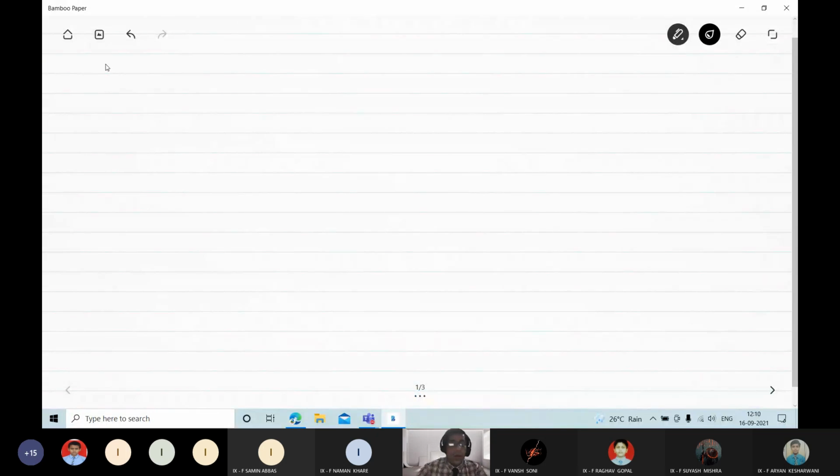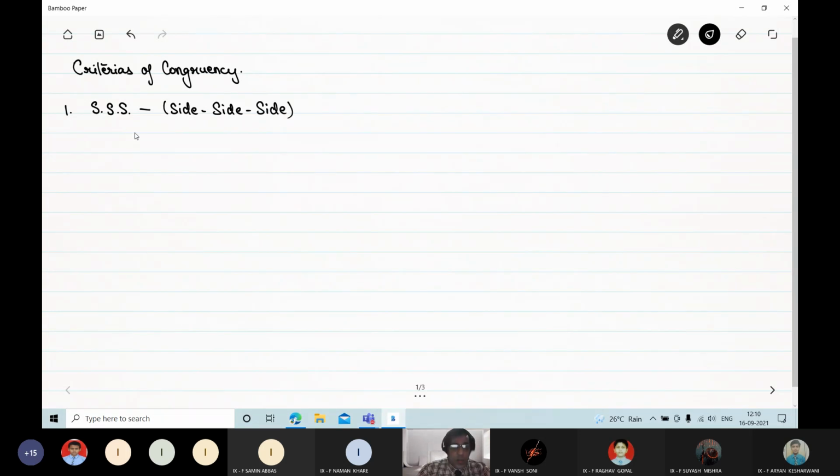Okay. Coming to our criteria of congruency. The first criteria that we were discussing in the class was SSS, which stands for side, side, side. So if in two triangles, all the three corresponding sides are equal in length.